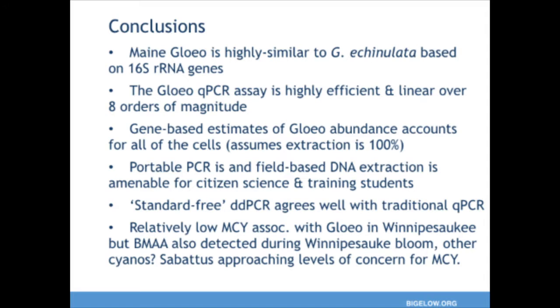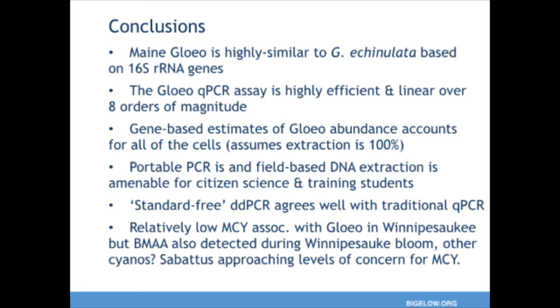We have a new method for detecting gliotrichia, and it appears to be accurate in terms of estimating cell numbers. This portable PCR is showing a lot of promise for citizen-based science, and this newer technology that we're hoping to invest in agrees well with traditional quantitative PCR.